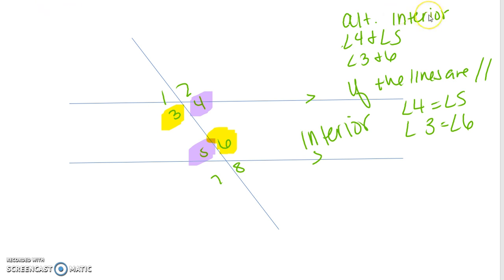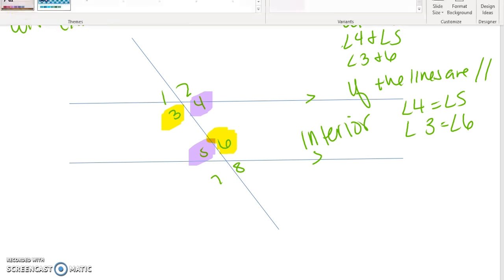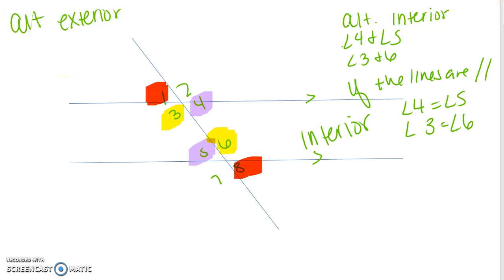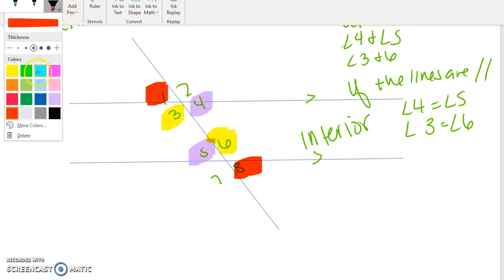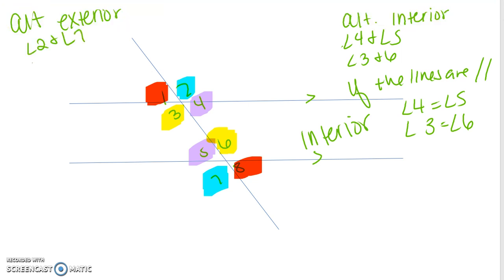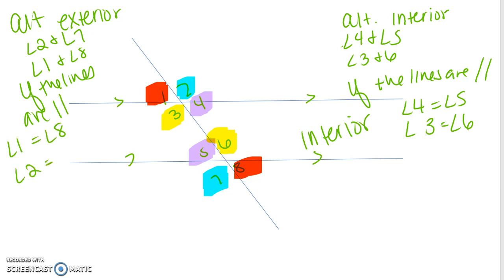So let's take this, and now we're going to also include our alternate exterior. So now we're looking at the angles on the outside, and they're on opposite sides. So 1 and 8 are alternate exterior, and 2 and 7 are alternate exterior. That same rule applies. If the lines are parallel, then angle 1 equals angle 8, angle 2 equals angle 7, which is pretty cool. These rules, especially if something is parallel, really help us cut our work down a lot.